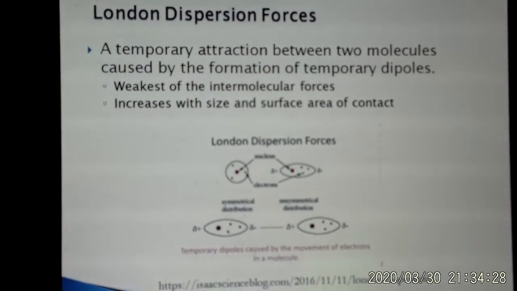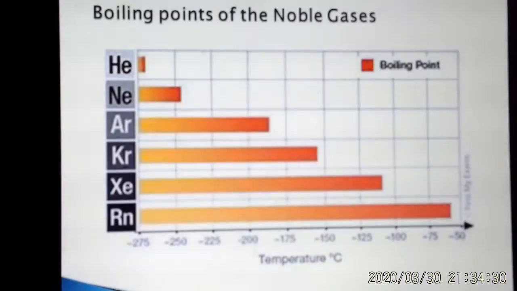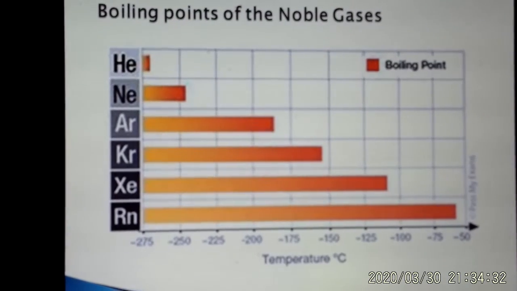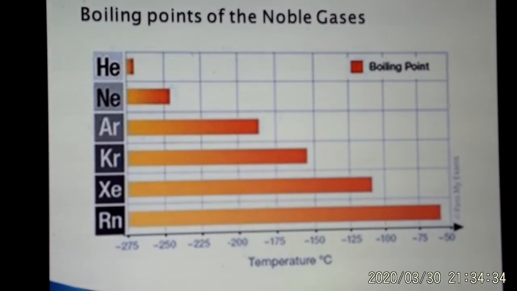So how can we see that? We see that if we look at the boiling points. If we look at helium, helium is the smallest of our noble gases, and the boiling point for helium is nearly negative 270.